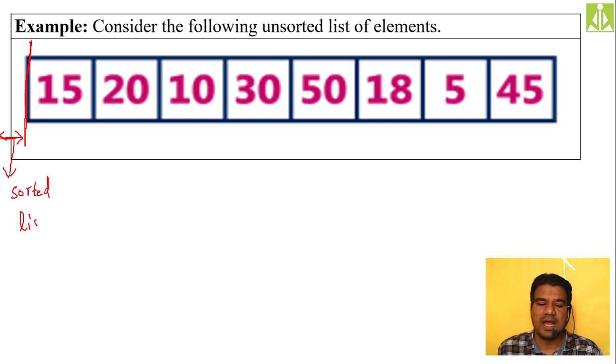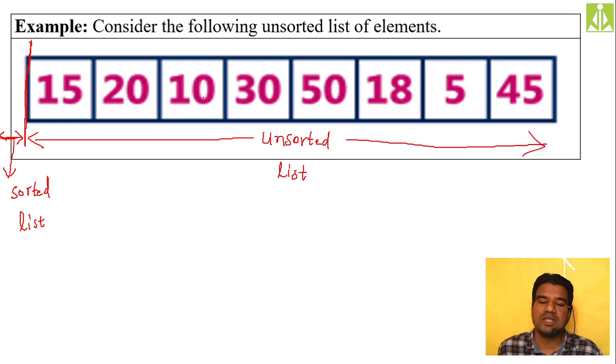Sorted list. And whatever I have on the right side of this list, this entire thing, I will consider as the unsorted list. So now what I have to do is pick one element from the unsorted sublist. Always we pick the first element from the unsorted sublist, and put this element into the sorted sublist in its right position.